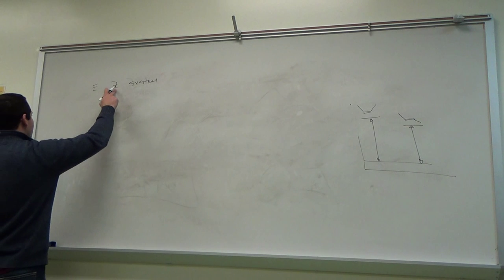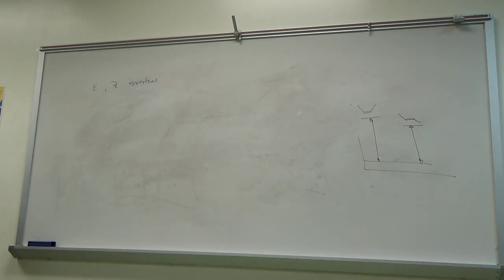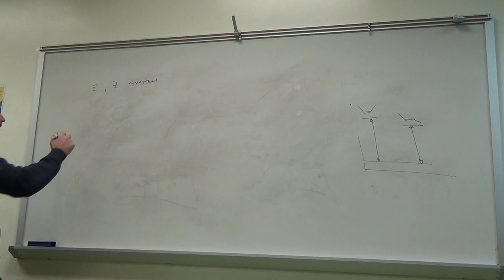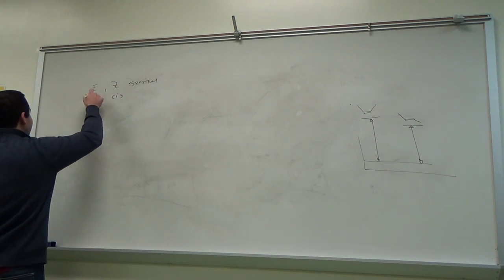E stands for... what does Z look like or sound like? Zero. From cis and trans, Z sounds like cis. So this is cis.